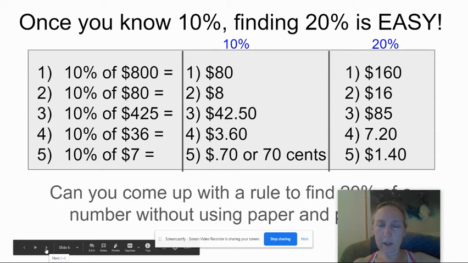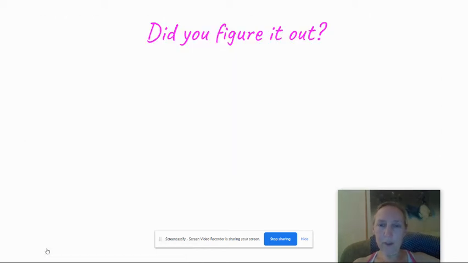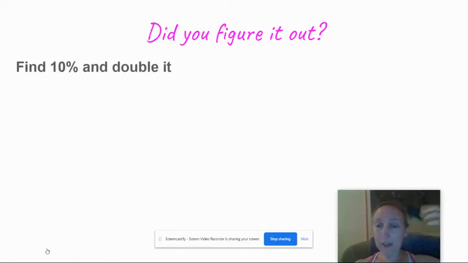Do you think you see it? If you need another second, just pause the video. Did you figure it out? We just find 10%, which we did in our head super easily. The snap of a finger, you just move the decimal point, and then you doubled it.